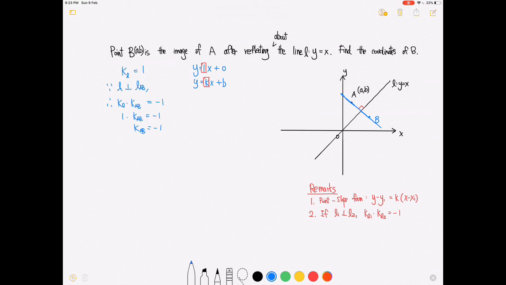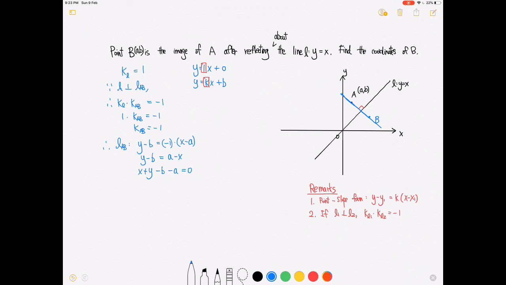So we can use the point-slope form to find out the equation of this straight line. Therefore, the equation of the straight line will be y minus b equals -1 times (x minus a). Y minus b equals a minus x. We move everything to the left-hand side. X plus y minus b minus a equals 0. Now we got this equation.